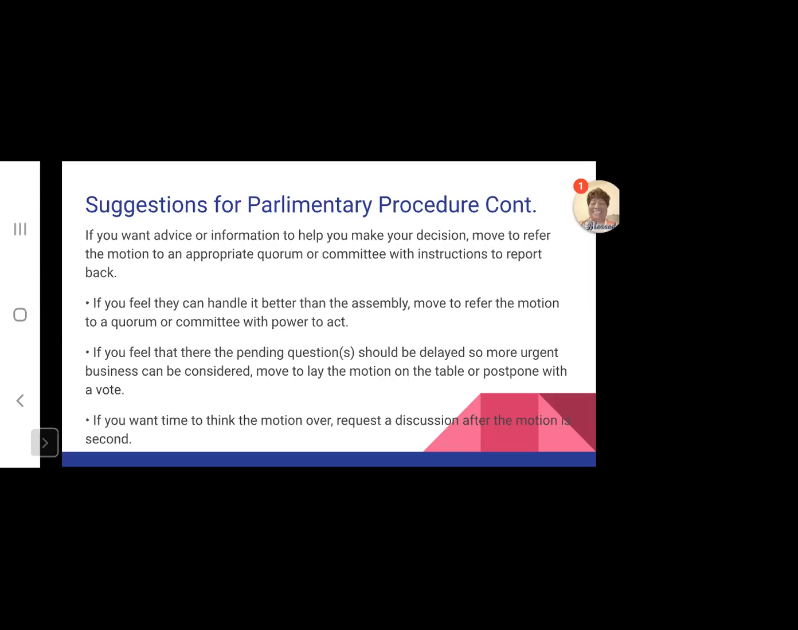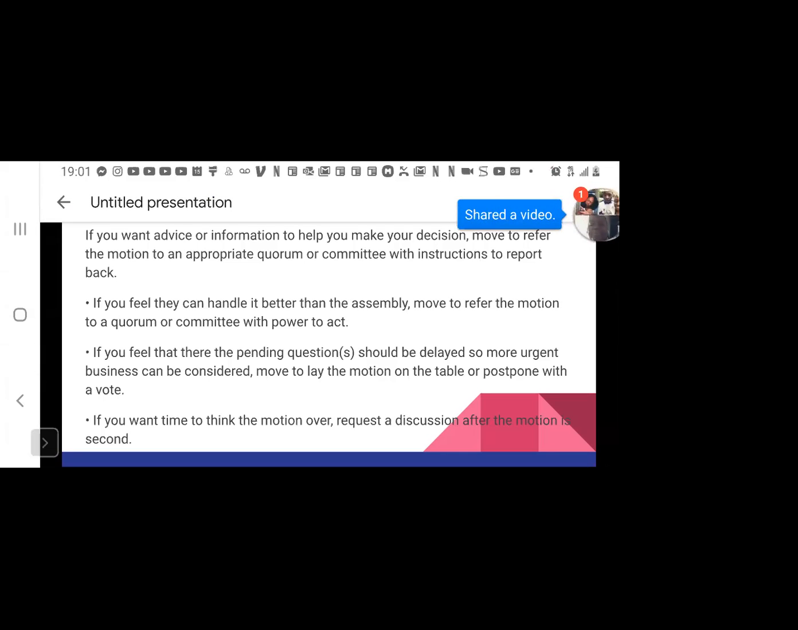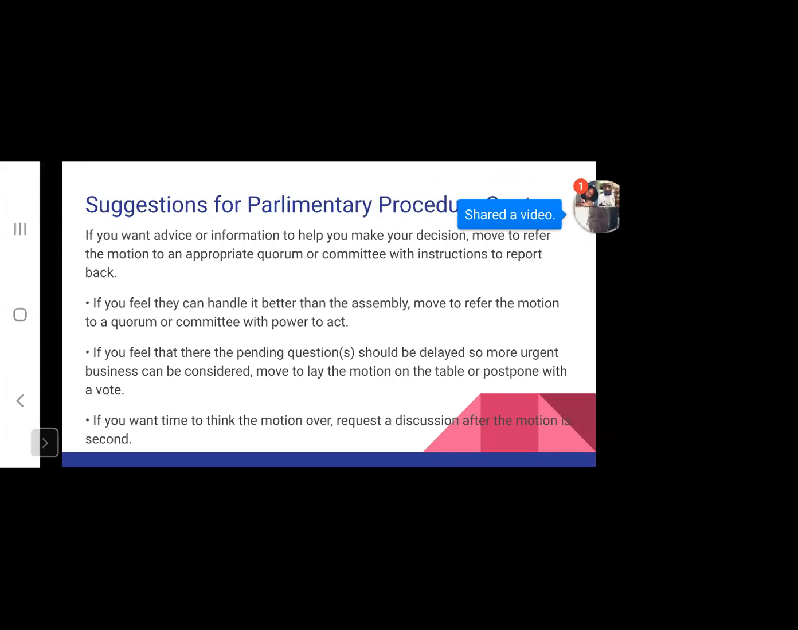So we want to make sure that we get that information, we're able to understand it clearly, and if not, ask the questions so that anyone else that may have a question regarding the topic can benefit from it. And be as understanding as possible, because we're all here to learn and grow. So if you feel that the pending question should be delayed and it's not urgent business, again, you can make the motion to lay it to the side or table it or postpone to a later meeting.